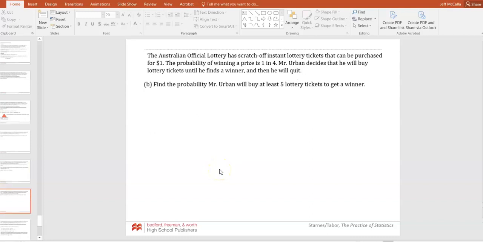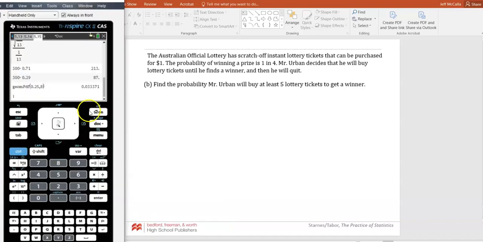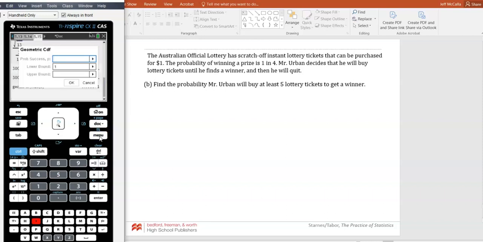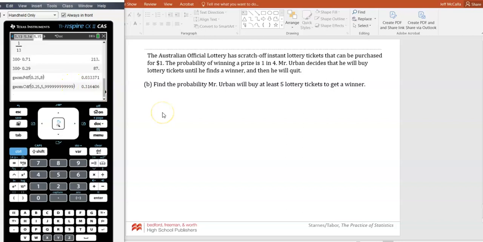Find the probability they would buy at least 5. So again, this is going to be a case of using geometric CDF. So menu 5.5, geometric CDF. So 0.25 or 1/4, lower bound at least 5, all the way up to infinity, right? This is the CAS calculator, so I can't get to it. So I'm going to put a really big number. There's something on my screen stopping me from getting there. So I got that. Let's see what they got.